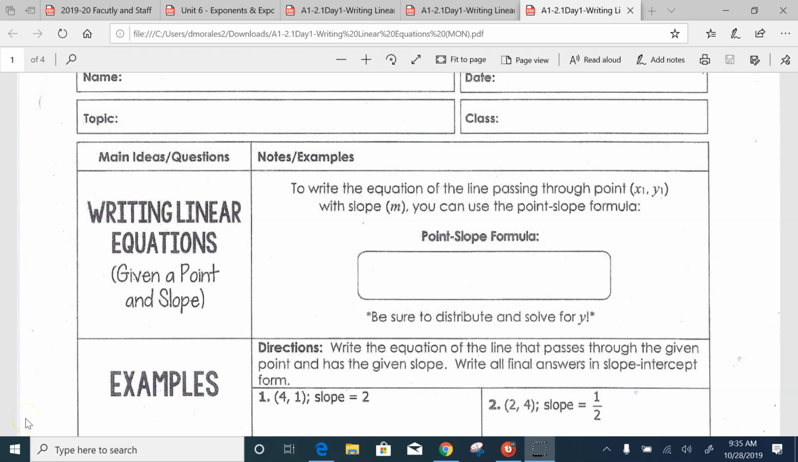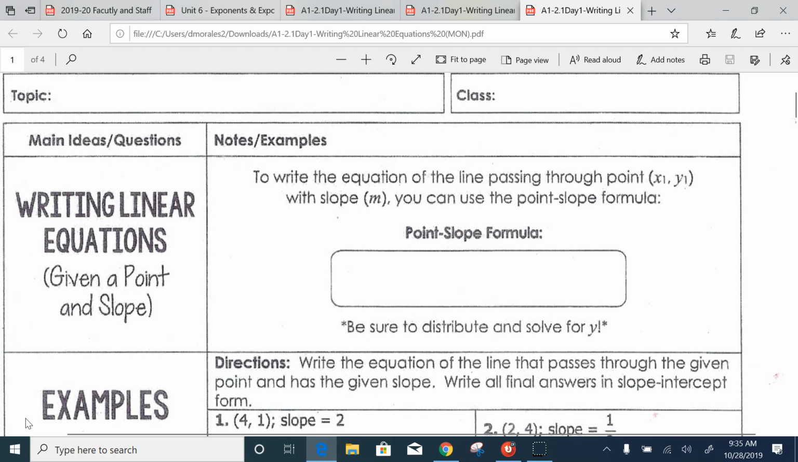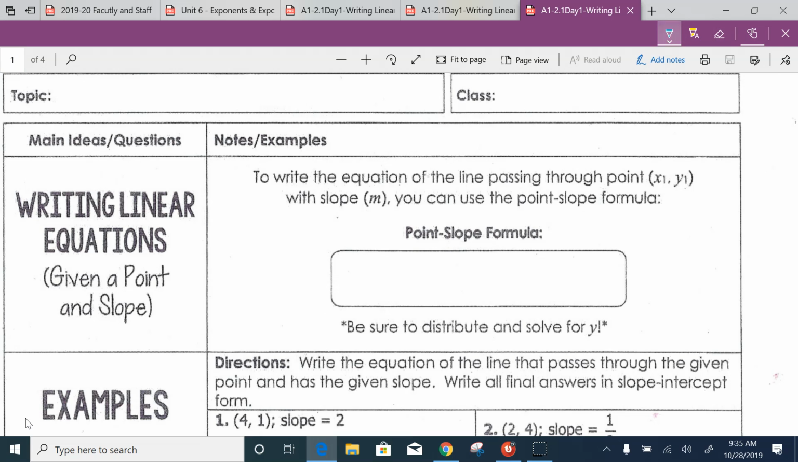I will be explaining how to write equations of lines given a point and slope. In other words, we're going to learn what's called the point-slope formula. First of all, the formula is represented by a couple of different parts. Let's go ahead and become acquainted with the formula. It is y minus y1 equals slope times x minus x1.